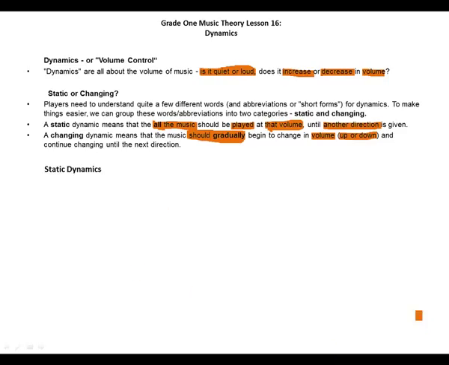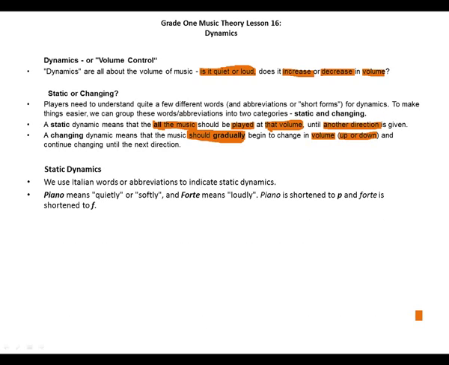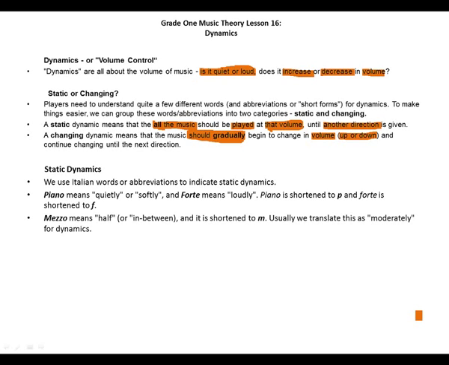Static dynamics. We use Italian words or abbreviations to indicate static dynamics. Piano means quiet or softly, and forte means loudly. Piano is shortened to P, and forte is shortened to F. Mezzo means half or in between, and it is shortened to M. Usually we translate this as moderately for dynamics.